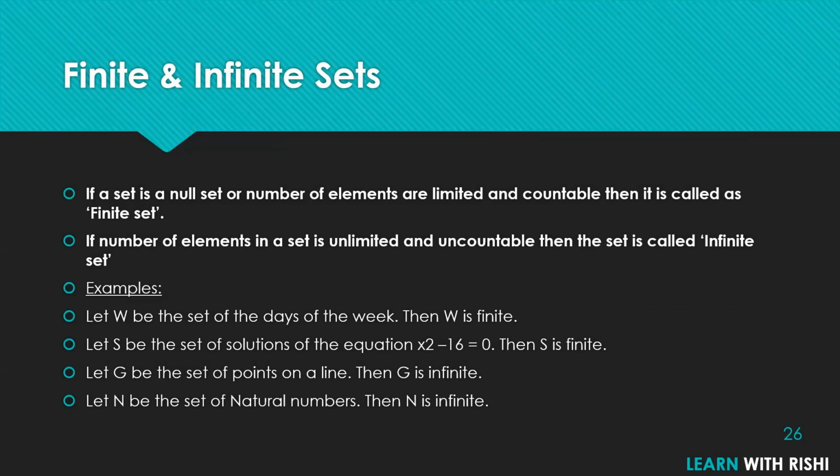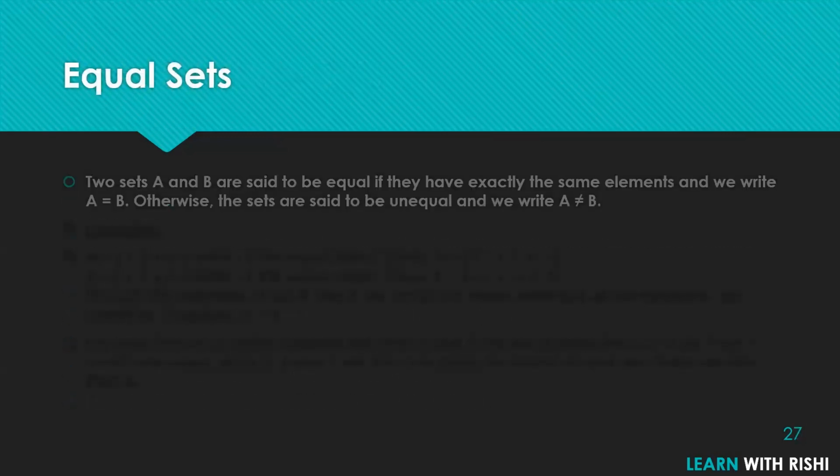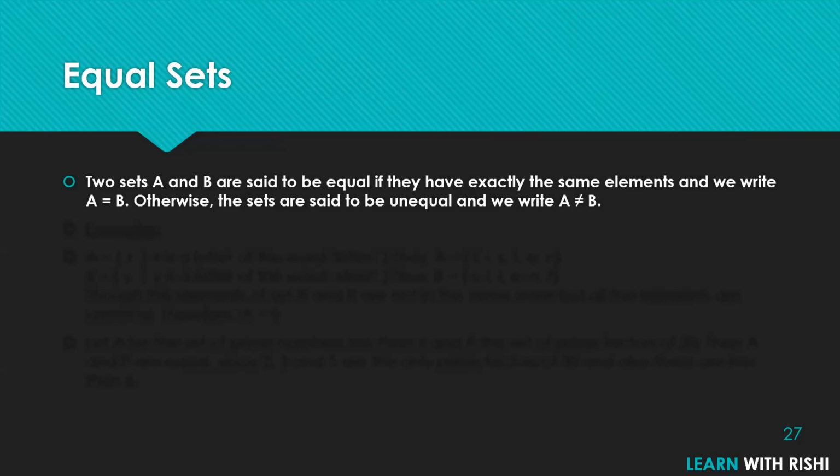Let us discuss the next type of set, that is equal sets. Two sets A and B are said to be equal if they have exactly the same elements, and we write A is equal to B. Otherwise, the sets are said to be unequal and we write A is not equal to B.